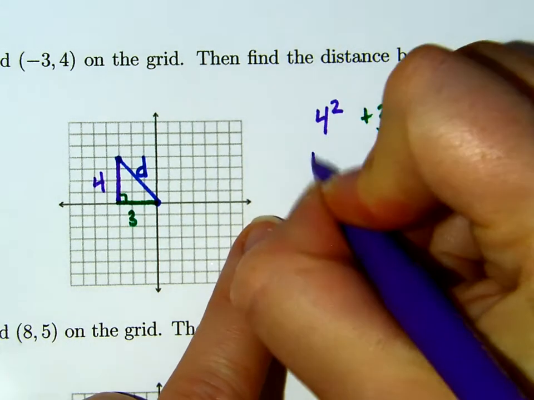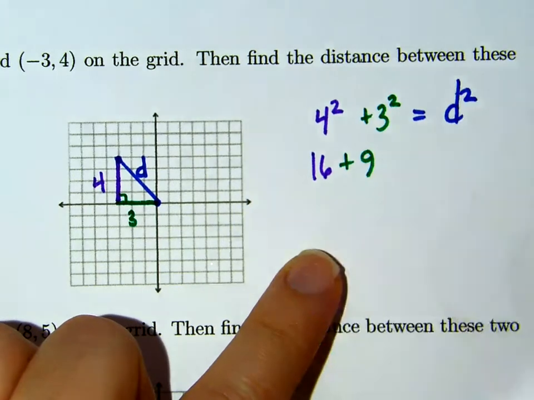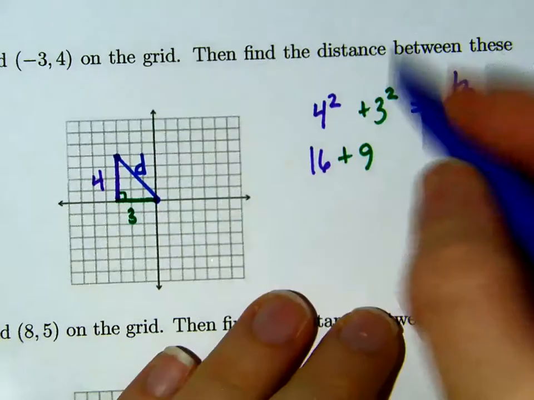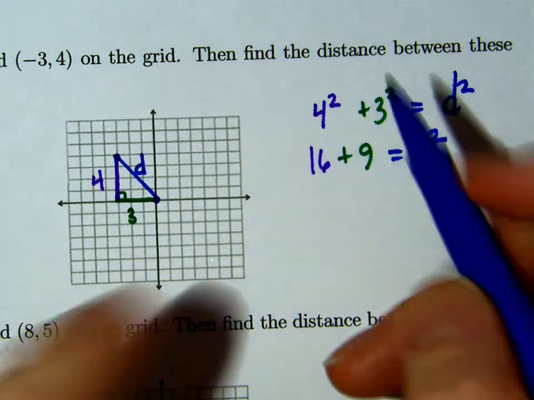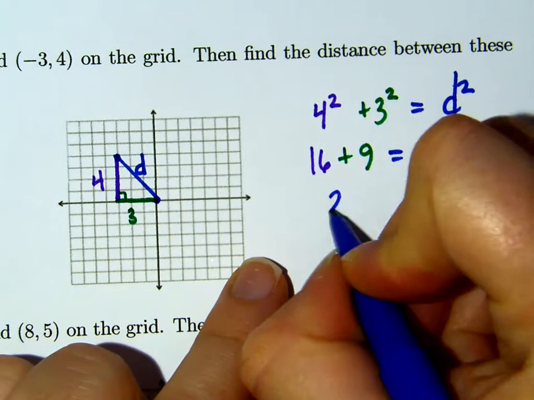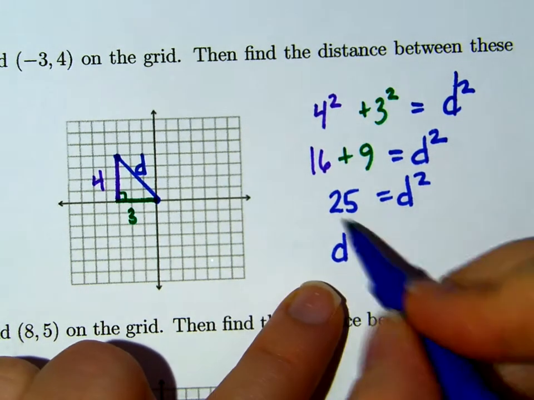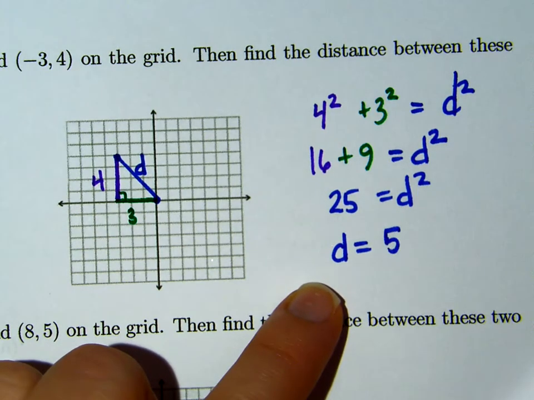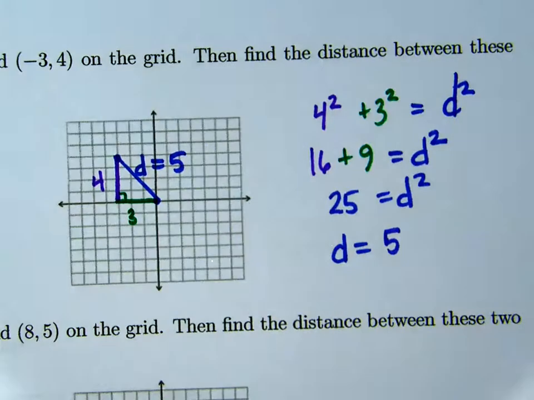So 4 squared is 16. 3 squared is 9. And that is equal to D squared. Let's see, 16 plus 9 is 25. So the distance, well, what squared is 25? 5. 5 squared is 25. So this distance between these 2 points, 5.